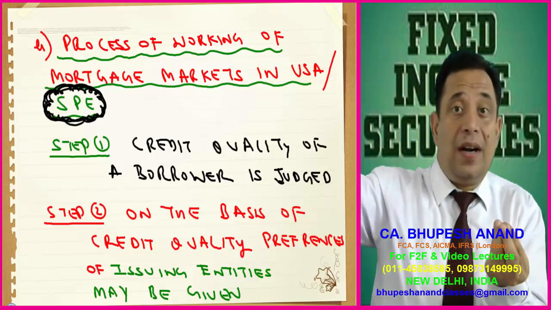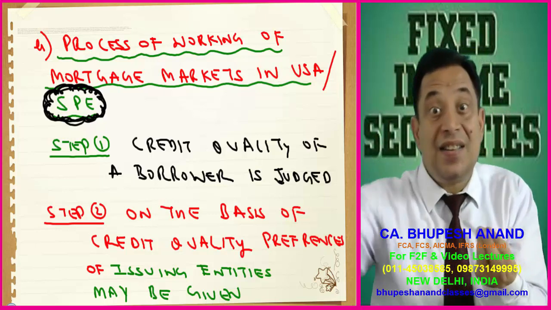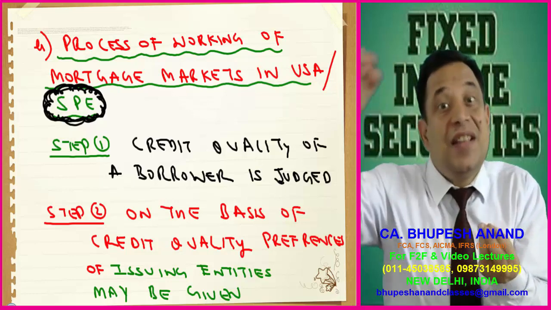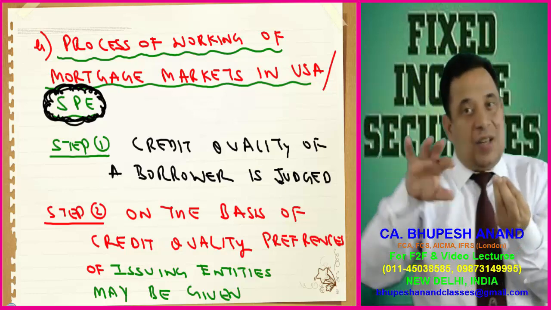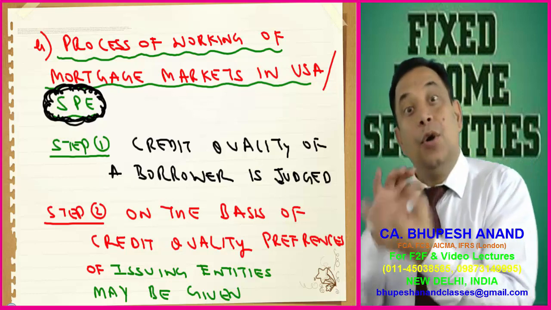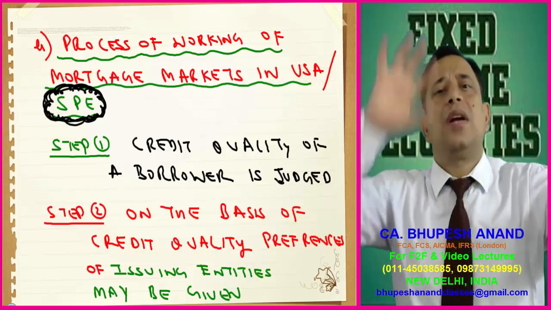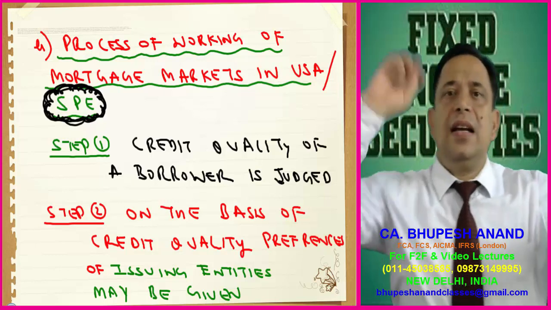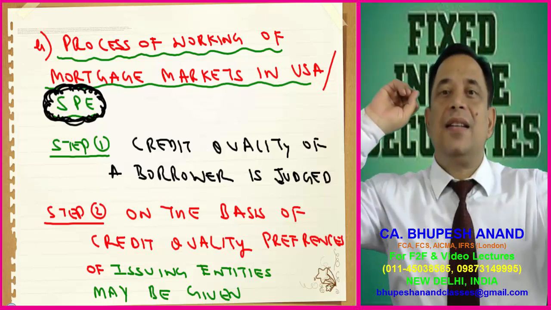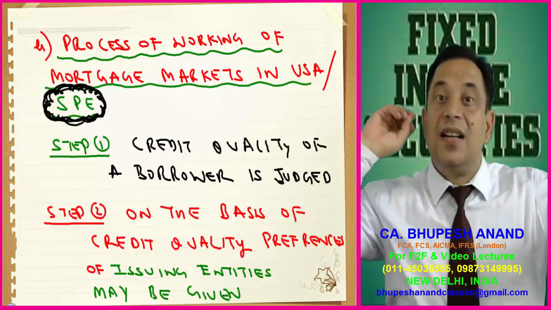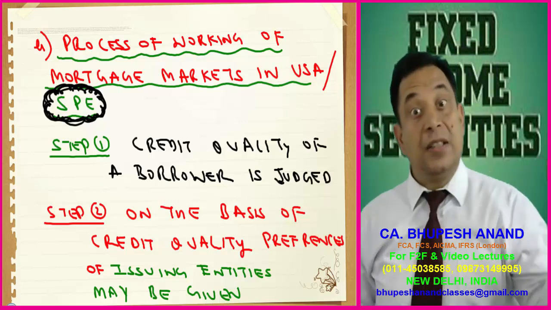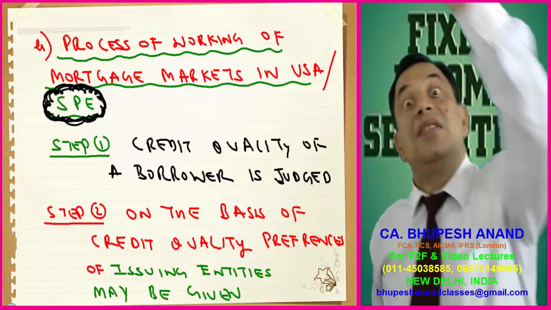If there is good quality, then it can be borrowed from an agency, and the agency charges a relatively cheaper rate of interest as compared to banks or non-banking financial companies. So there are three sources from where a borrower can borrow: agency, second is banks, and third is NBFCs. Now it depends upon the credit quality.